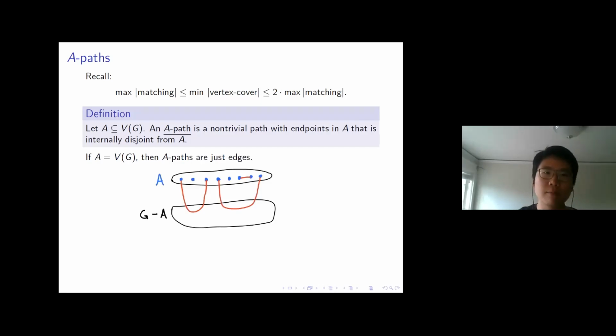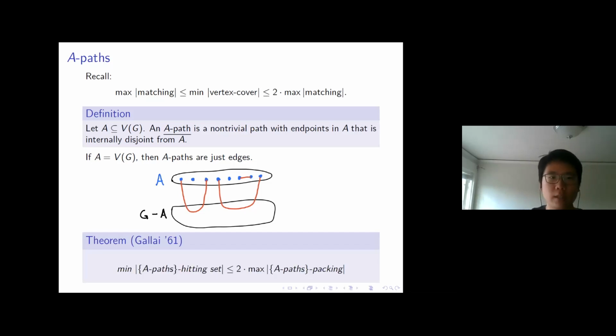So if you give me some set of vertices in my graph called A, then an A-path is a non-trivial path with both endpoints in A that is also internally disjoint from A. So here's a picture, and this is a generalization of matchings, because if A is the entire vertex set, then A-paths correspond exactly to the edges of the graph, because it is required to be non-trivial, has to have at least one edge, and it has to be internally disjoint from A.